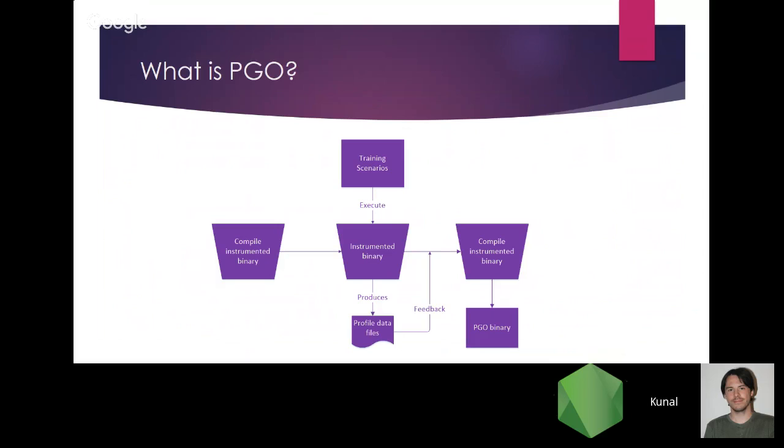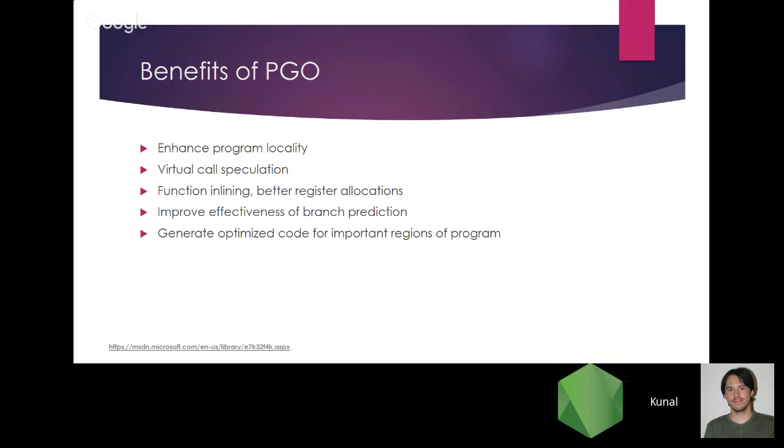What that does is, from the profile information, it knows what the hot code paths were that were taken while the training scenarios were executed, and it optimizes the code for those code paths. And that's why it is an optimized binary compared to the normal binary. Some of the benefits that we get from PGO is that it enhances the program locality. Basically, it knows what basic blocks I jump to, and that's why it brings them closer to each other.